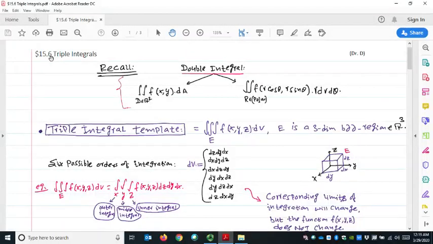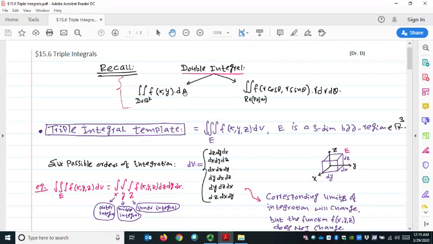Today I'm going to cover triple integrals. In our previous classes, we defined double integrals for a function of two variables. So the double integral template in Cartesian coordinates is the double integral of f of x, y, and we integrate with respect to the area element dA over a two-dimensional region D, where dA is either dx times dy or dy times dx.